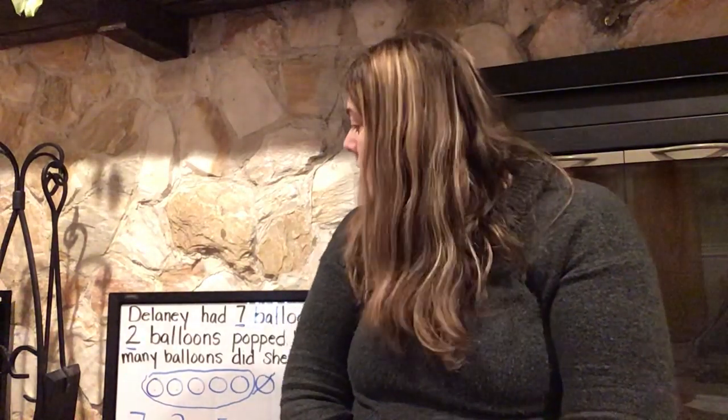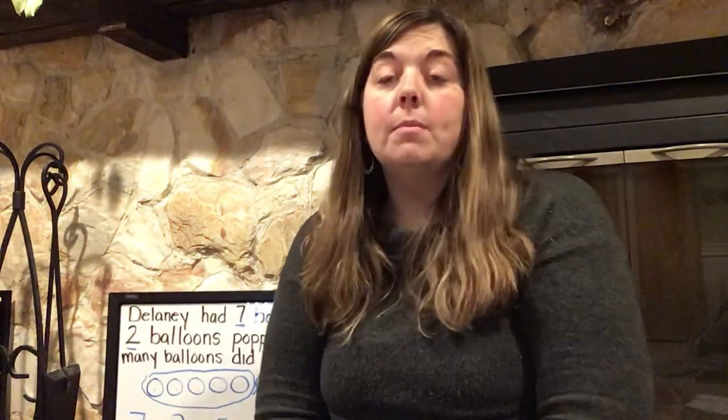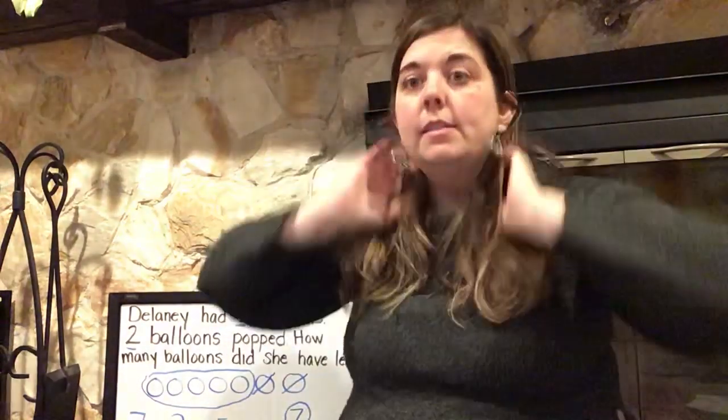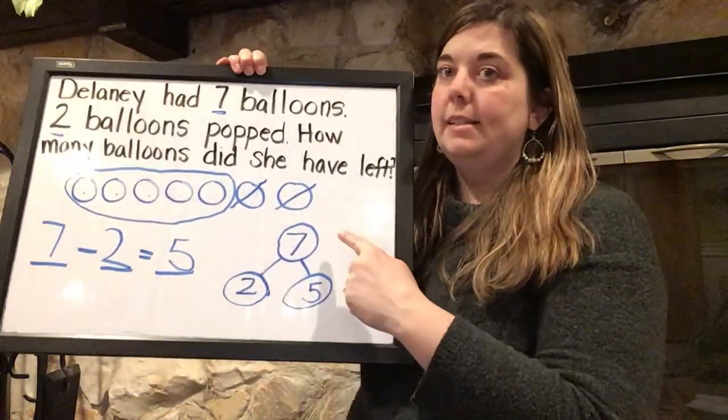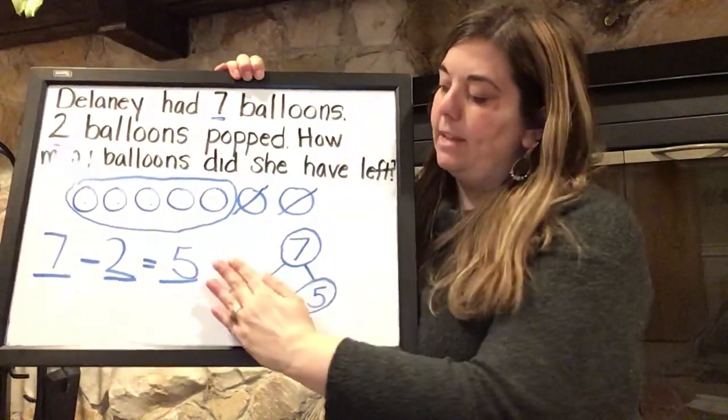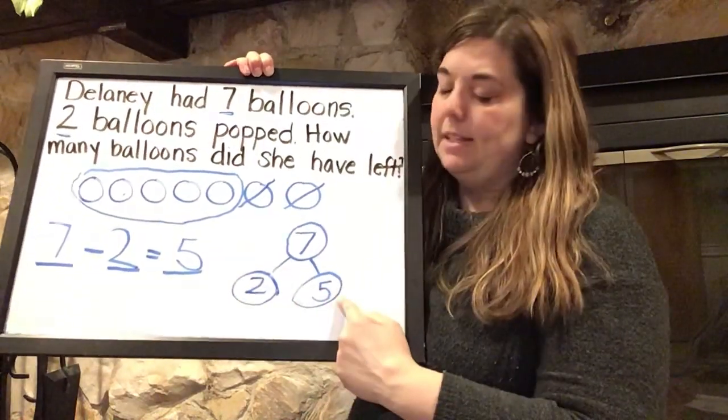So same way. If you can, I would like you to show a grown-up your application problem and read them the number sentence. You can show them the number bond with covering up that number. I'll remind you one more time what that looks like. 7 take away 2 is 5.